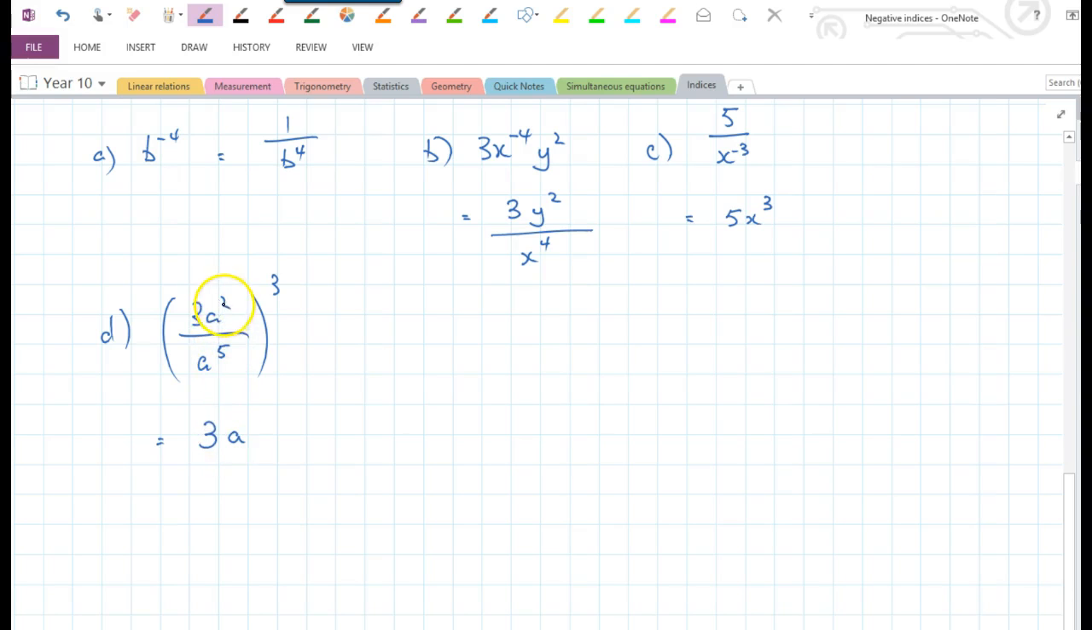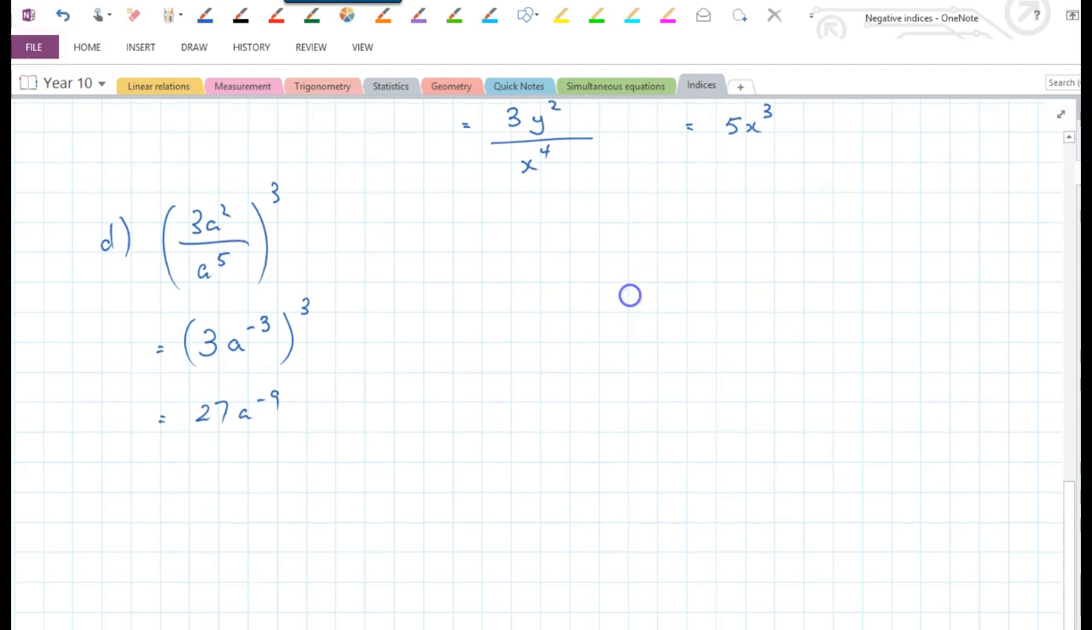Now this is division, isn't it? 2 minus 5, so it's 3a to the minus 3 in here. 3a to the minus 3, think about that, 2 minus 5. And that is all raised to the power of 3. How do we deal with that? 3 cubed, 27. Power over power: minus 3 times 3 is minus 9. Write it as a positive power. Put it in the denominator. It becomes positive 27 over a to the power of 9. Okay.